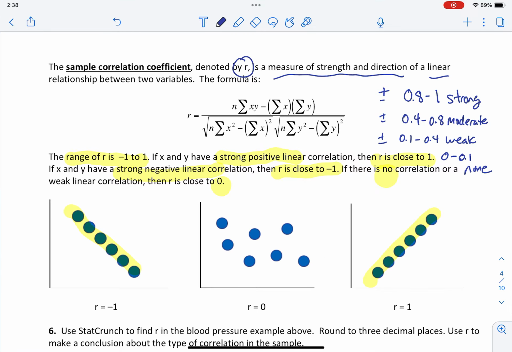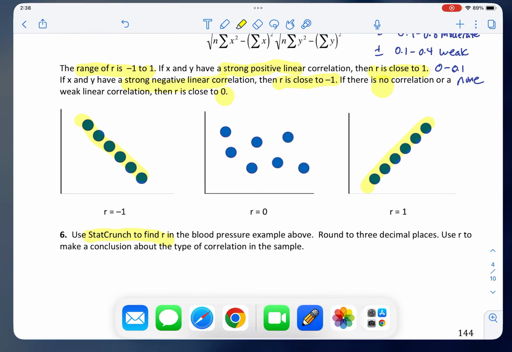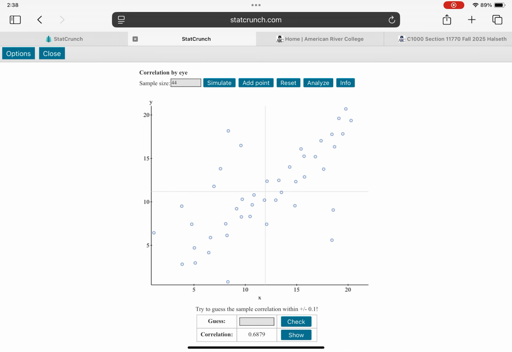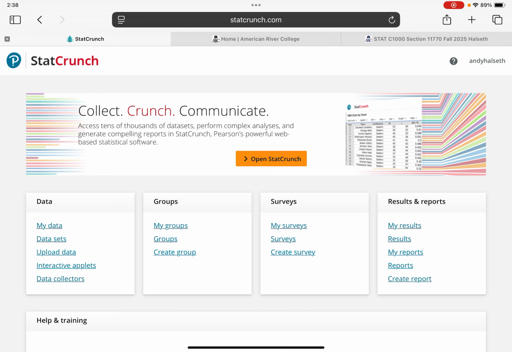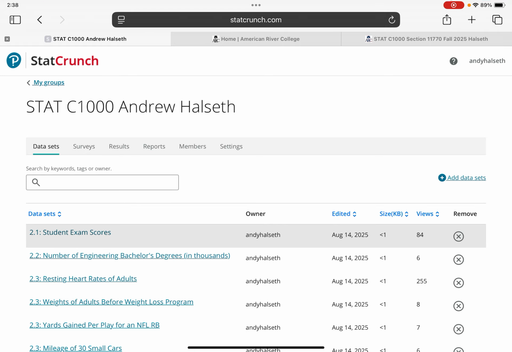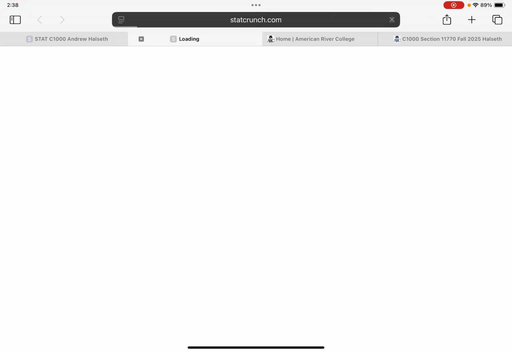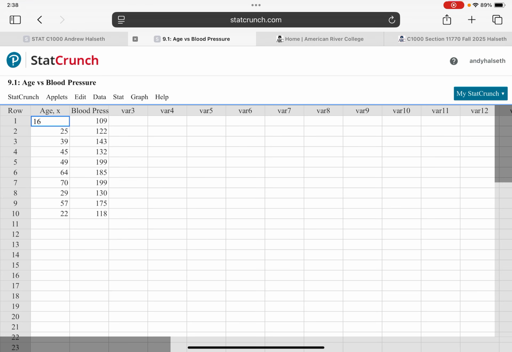Okay, back to the handout. Let's use StatCrunch to find R. So that's the next goal. How do we do that? Well, you've got to load the data in there. We're going into my groups. Got to load the data. I'm getting pretty fast at this now. Okay, age versus blood pressure.